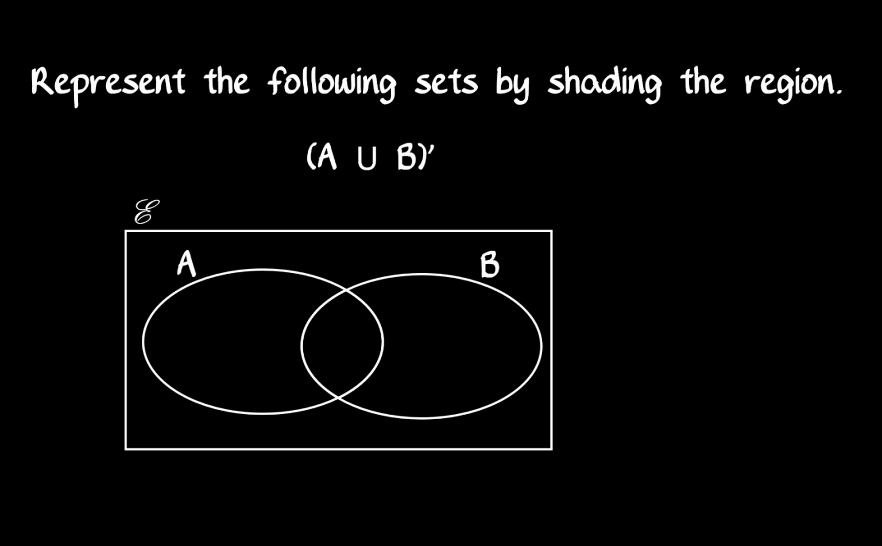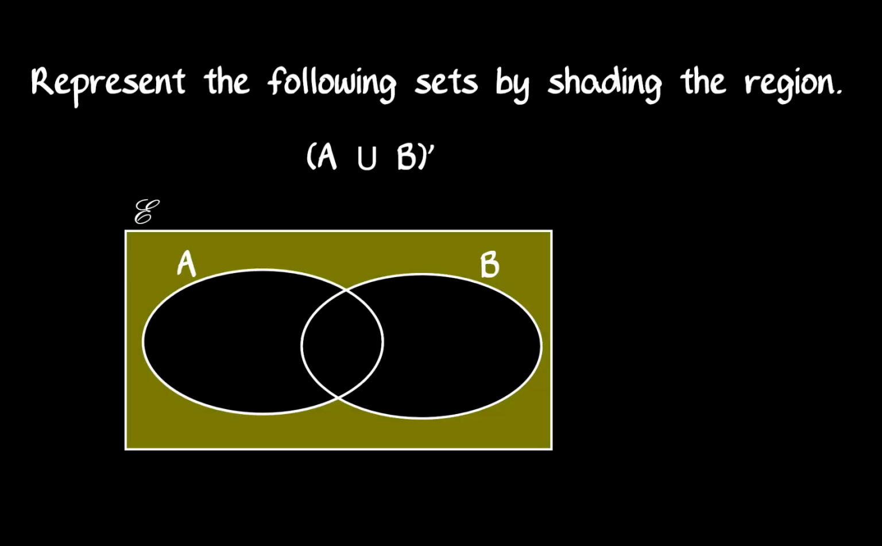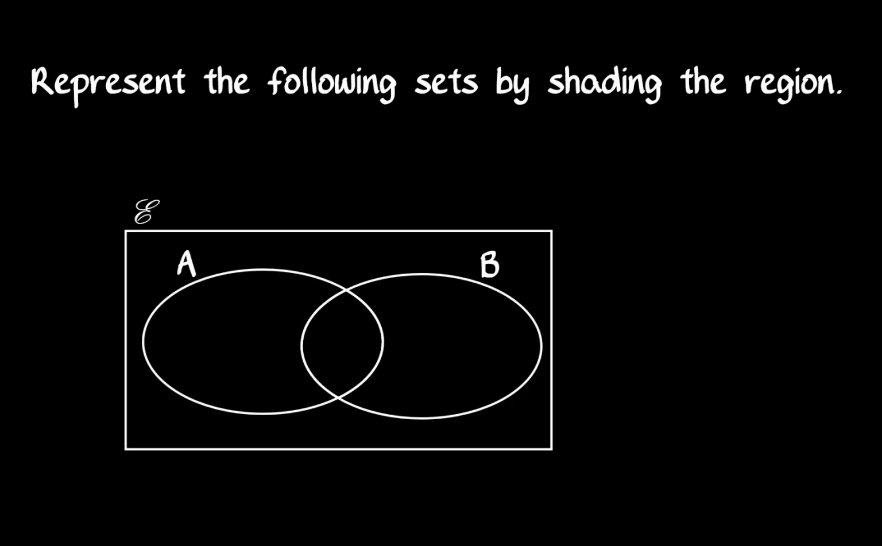Okay. So what about this one? A union B complement. We just shaded A union B, so it's inside the Venn diagrams, inside the sets A and B. So outside A union B is A union B complement. Okay, this one is nice and easy. But what about this one?